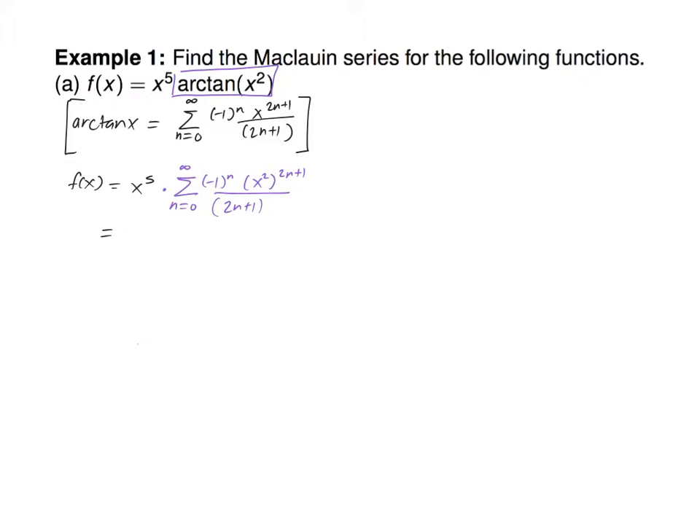What happens to those exponents inside of your summation? They multiply, good. And when you multiply the 2 and the 2n plus 1, what do you get? 4n plus 2. And then finally, how do you take care of that x to the fifth? Multiply it in, and then what happens to the exponents? They add, very good. Oh, that should be a negative 1 to the n, x to the 4n plus 7 over 2n plus 1.